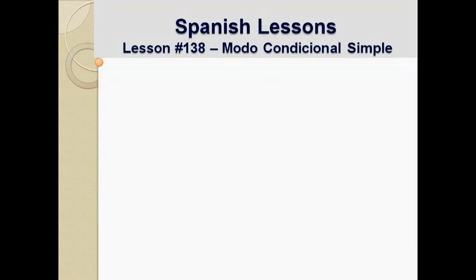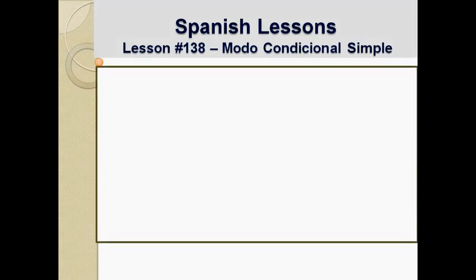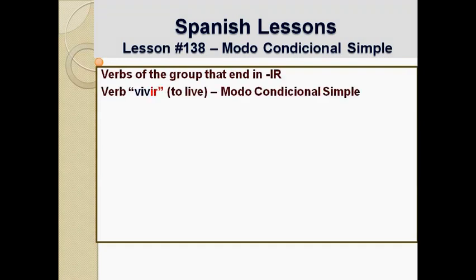So let's end our class with our last group of verbs, the verbs that end in ir. The verb vivir will be our example to work. Vivir means to live. So we would say, yo viviría, or I would live.